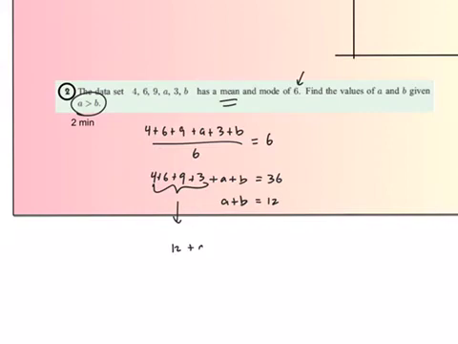I can say, okay, let's take this 12 plus A plus B has to equal 36. All right, so I know if I want the mode to be 6, that means either A has to be 6 or B has to be 6. I'm going to take a guess and say A equals 6. So then if A equals 6, then 12 plus 6 plus B equals 36. That means 18 plus B has to equal 36.